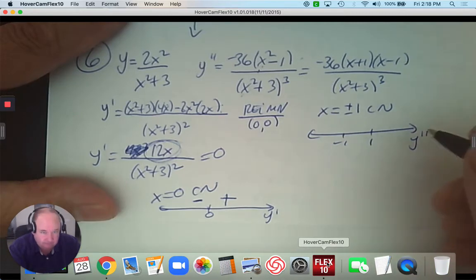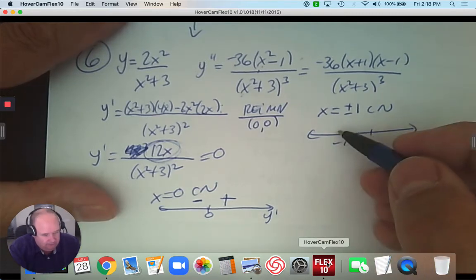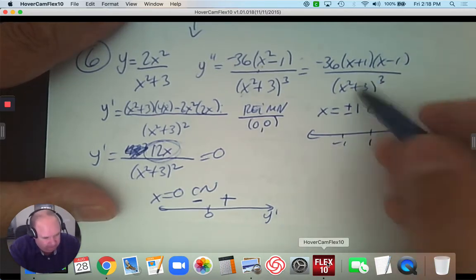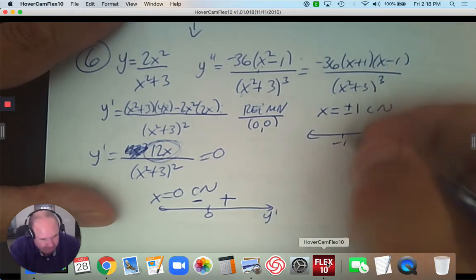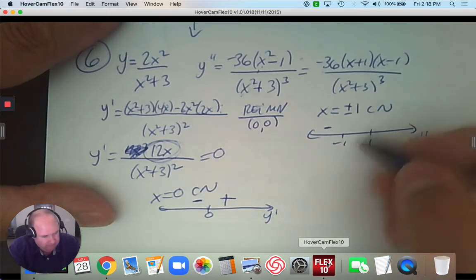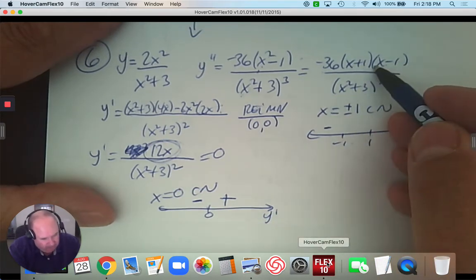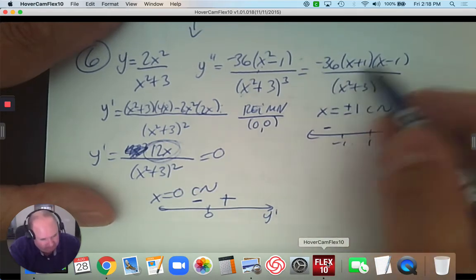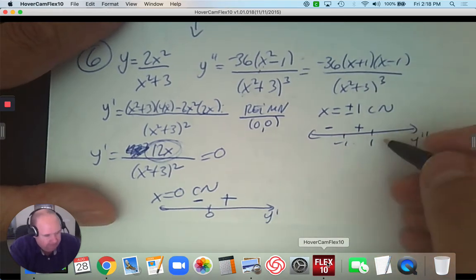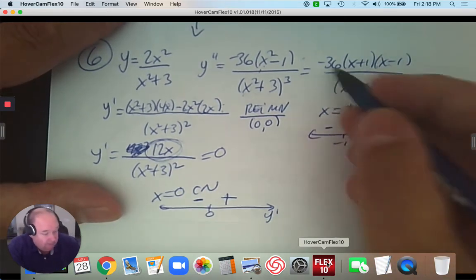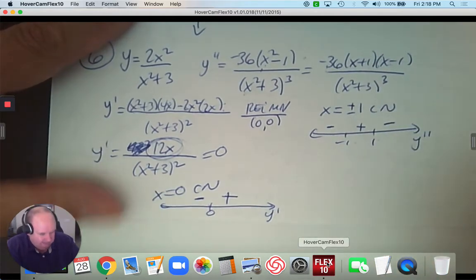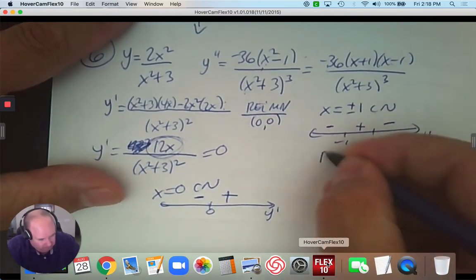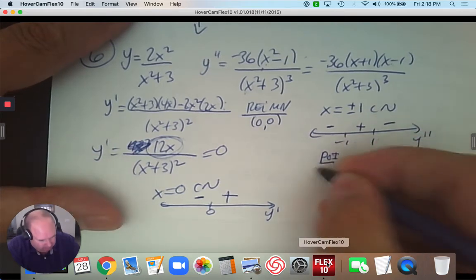If I plug in a number smaller than negative 1, you would have a negative times a negative times a negative. That would give you a negative answer. If I plug in 0, you'd have a negative times a positive times a negative. And if I plug in a number bigger than 1, it'd be a negative times a positive times a positive. So that's the concavity. So at -1, we have a point of inflection.